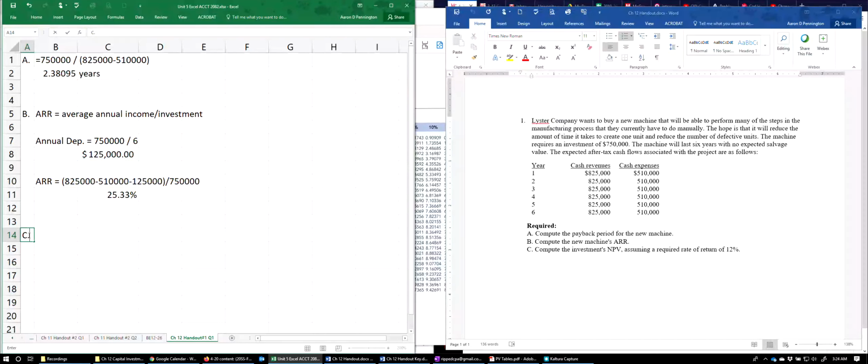So Leicester Company, we've worked with this fact pattern, so we won't read through the problem again, but we've got the same revenues and expenses, and compute the investment's net present value, assuming a required rate of return of 12%. All right. So again, we want net cash flows. Right, so that's the revenues less the expenses. All right, and this is a 6-year investment, and our relevant rate is 12%.